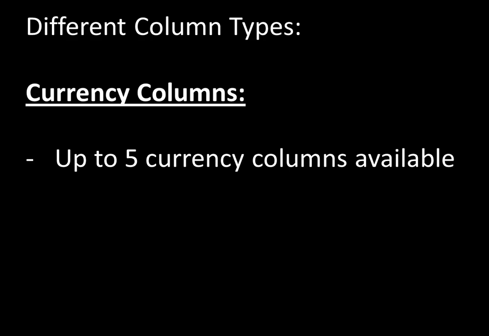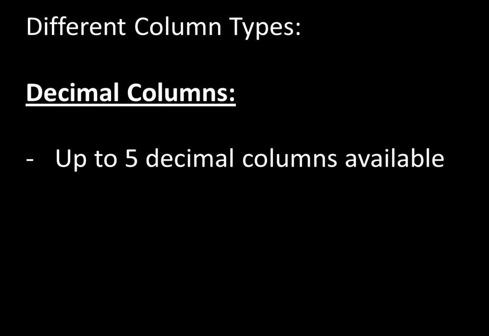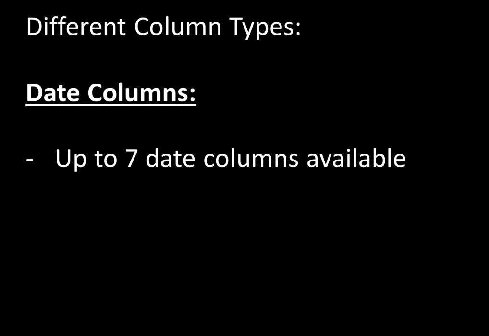Next, you have 5 currency columns. This works much like the numbers field, except it allows you to store dollars and cents. Next, you have 5 decimal columns that can hold many digits past the decimal place. Next, you can use up to 7 date columns. This is important if you have a date that you need to remember, such as a date of birth.